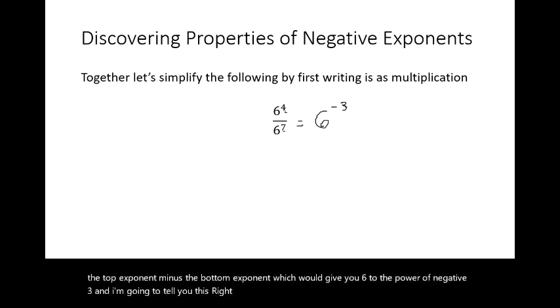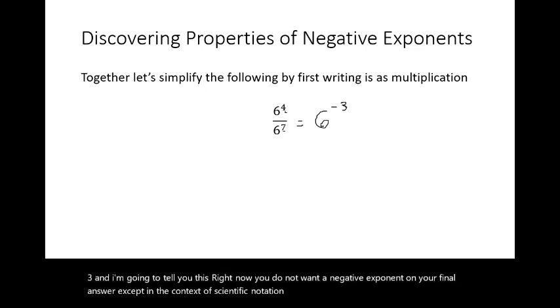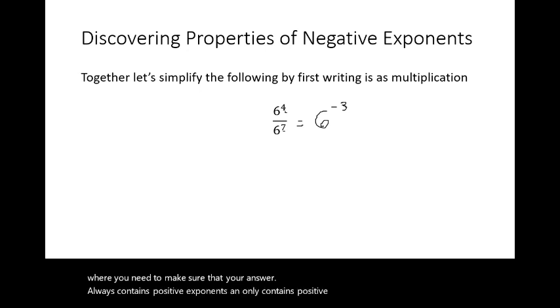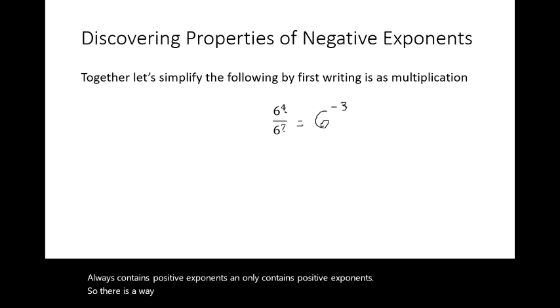You do not want a negative exponent on your final answer except in the context of scientific notation. But outside of the context of scientific notation, negative exponents in a final answer are not okay. They're one of those simplifying things where you need to make sure that your answer always contains positive exponents and only contains positive exponents. So there is a way to simplify this further that will make the exponent positive.